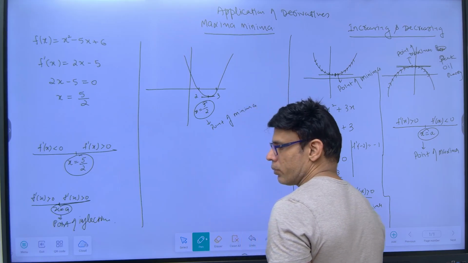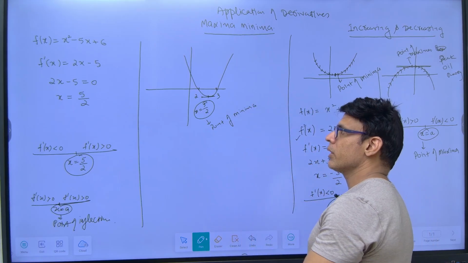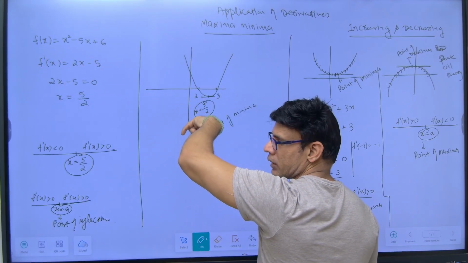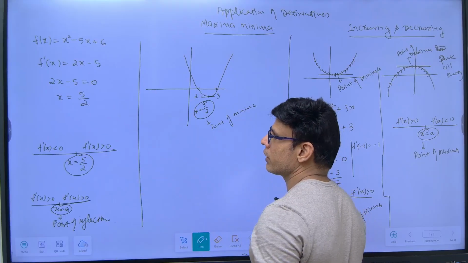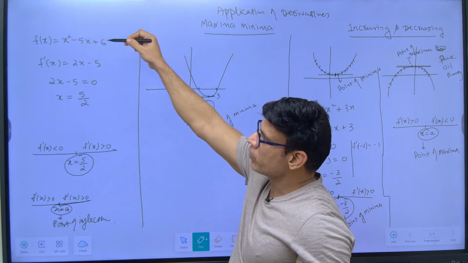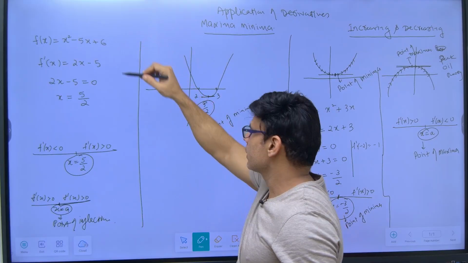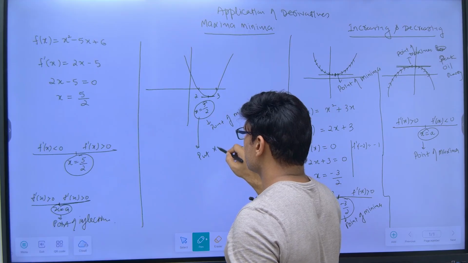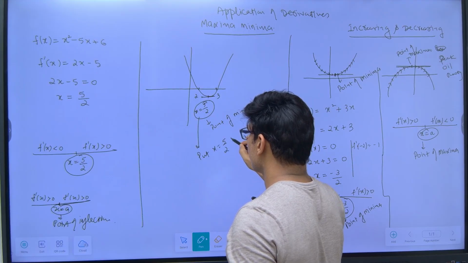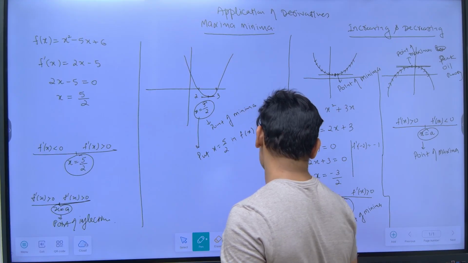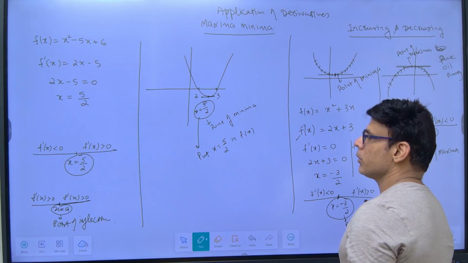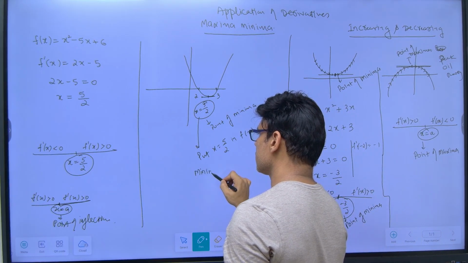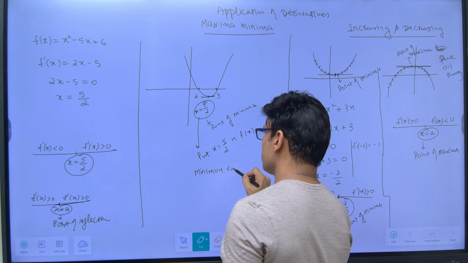Now, once you have point of minima, how to find out the minimum value? Minimum value means the value of y. See, this is the value of x. With respect to x, you need to get the value of y. So put this 5 by 2 over there in f of x, right? You have to put x is equal to 5 by 2 in f of x to get the minimum value. One is point of minima and second is minimum value.